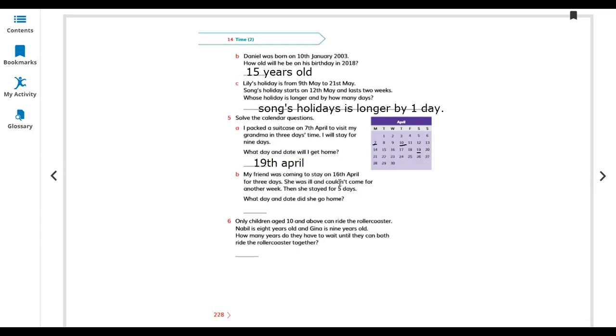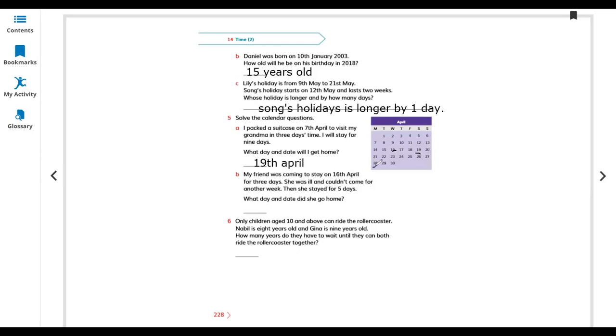My friend was coming to stay on 16th April. The first one is this. 16 April, where is 16? This one, for 3 days. She was ill and couldn't come for another week. Then she stayed for 5 days. What day and date? So the same as above. This is 16. First of all, 1, 2, 3, 19. After this, 5 more days, 1 week, and this comes to 28th April.